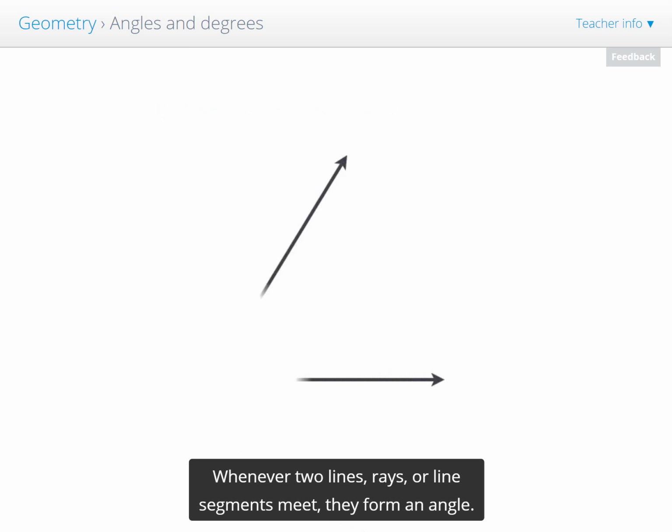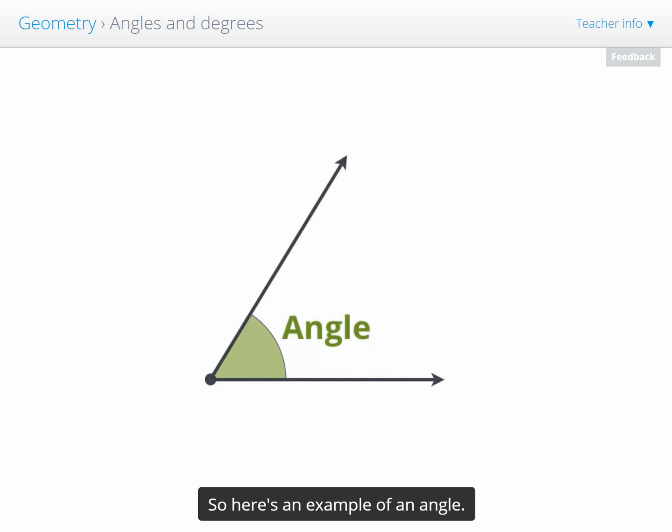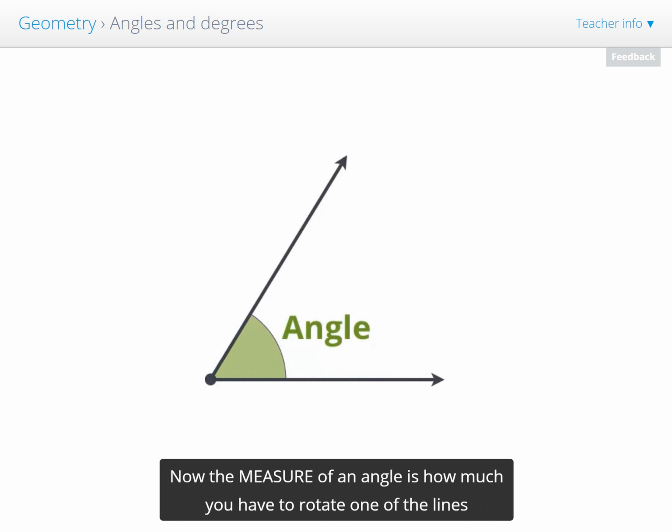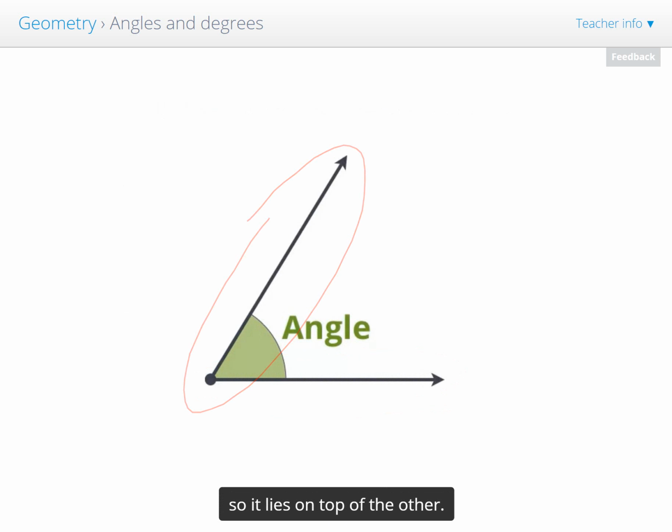Whenever two lines or rays meet, they form an angle. So here's an example of an angle. Now the measure of an angle is how much you have to rotate one of the lines so it lies on top of the other.